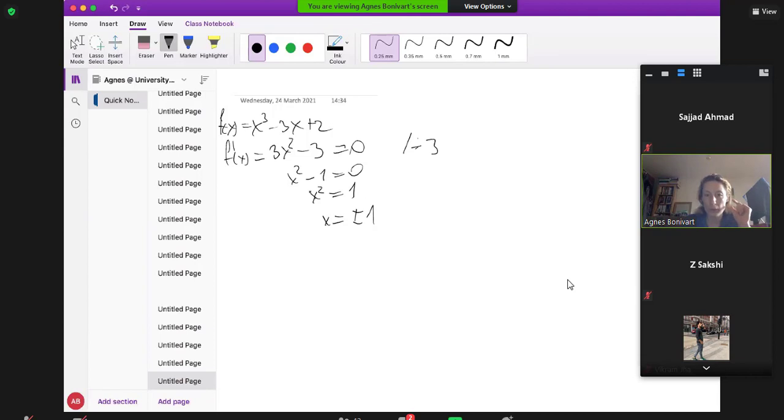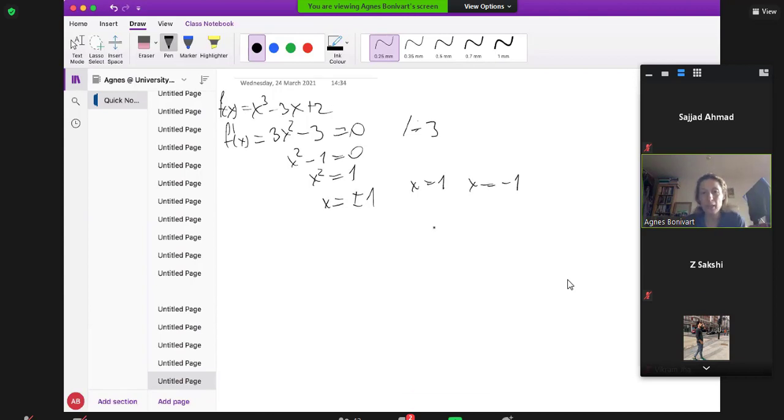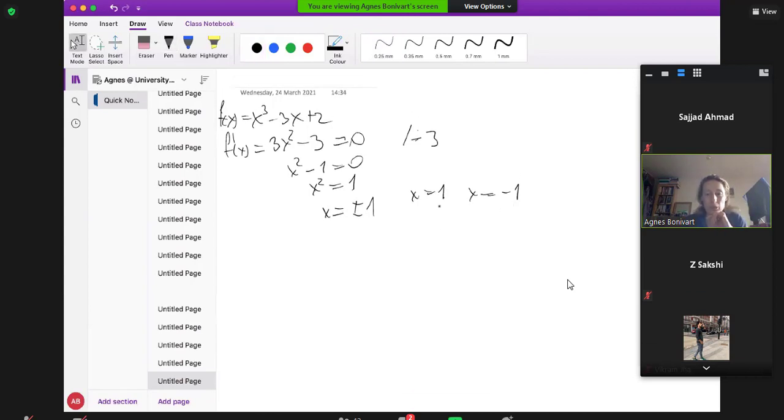So please note, because this is again a common mistake, that when we have x squared equals something, then we have two results, plus and minus. So plus 1, minus 1. Okay, so the function has critical points at x equals 1 and x equals minus 1. Now we need to determine whether they are minimum or maximum. How can we determine? What do we need to do?